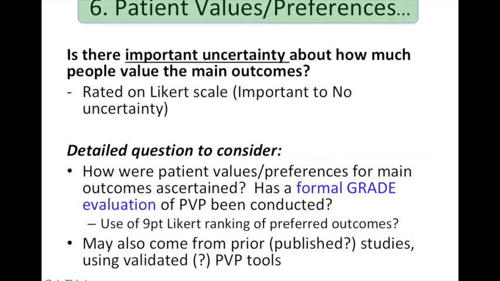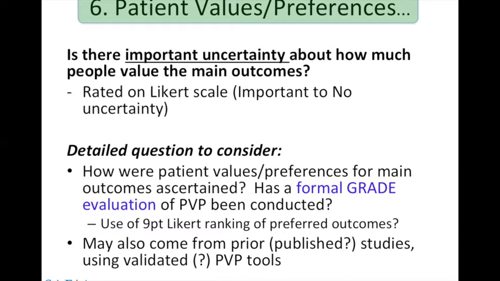Question number 6 deals with patient values and preferences. Is there important uncertainty about how much people value the main outcomes? This is rated on a Likert scale from important uncertainty to no uncertainty. Some detailed questions here might ask: were patient values and preferences for each outcome ascertained? And if so, how? Did they use the GRADE tools and methodology? There's a 9-point Likert scale that you can look at prioritizing preferred outcomes.